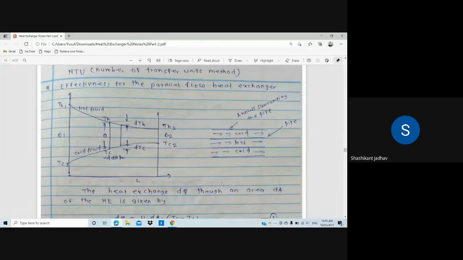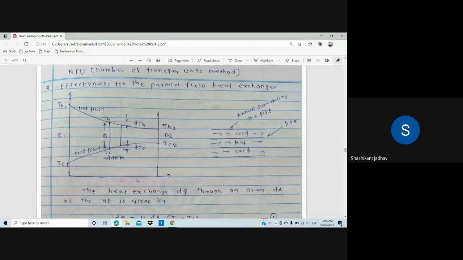Okay, so those who are remaining, draw this diagram. So already we have drawn this diagram for the LMTD method also. Now we have to draw the diagram for the next heading, that is effectiveness for the parallel flow heat exchanger. Okay, so hot fluid temperature काय होणार आहे, continuously कमी होणार आहे.